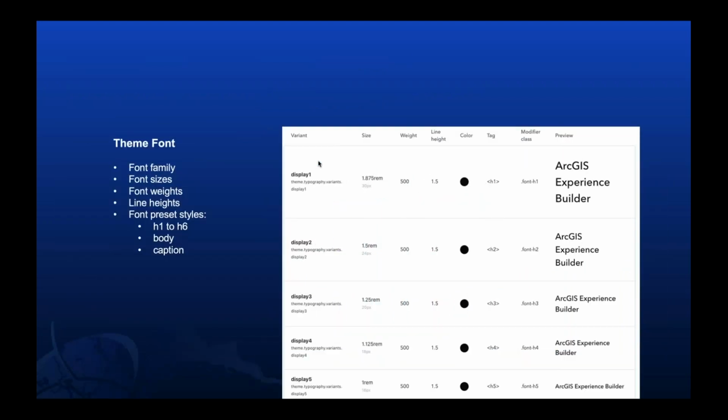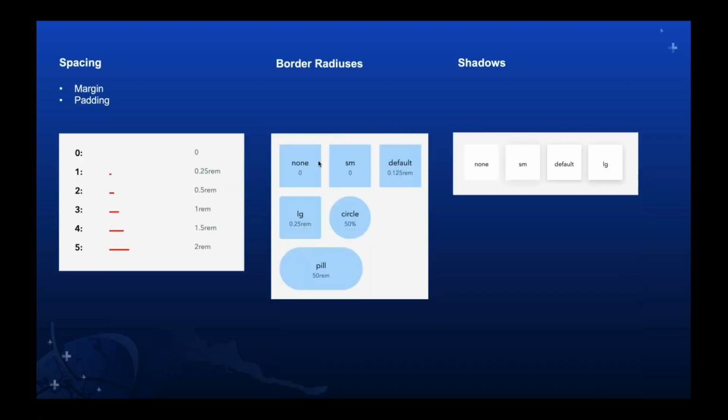Next, we have the theme font variables. The variables include definitions for font family, sizes, weights, line heights, and font preset styles, such as the headings, body, and caption. Besides these two, there are also 3 other groups of core theme variables, such as the spacing, which is mainly used for the margins and paddings, and the border radiuses, and then the shadows.